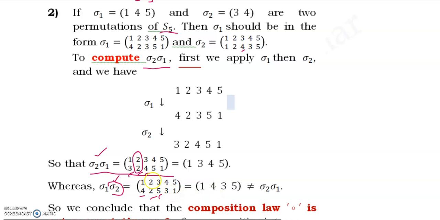Here also 2 is assigned to itself, so no need to write it in the cycle form. But 1 goes to 4, 4 goes to 3, 3 goes to 5, 5 goes to 1. This is a 4 cycle. But you see, this cycle form and this cycle form are not equal, which means sigma 2, sigma 1 is not equal to sigma 1, sigma 2. That's what you are writing. So the commutative property is not true on these two permutations.